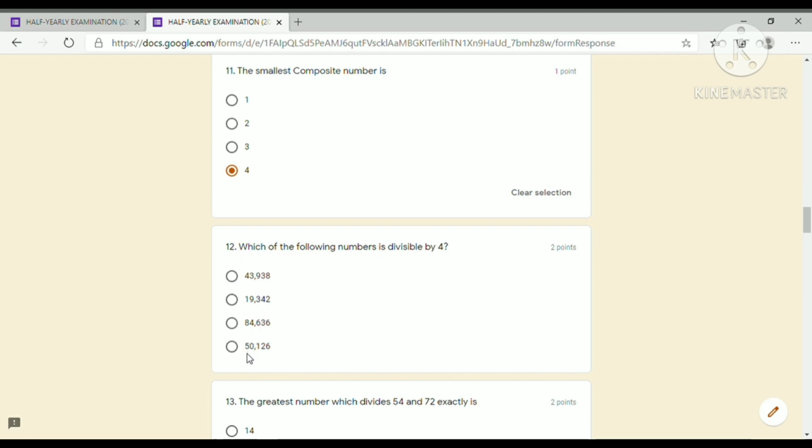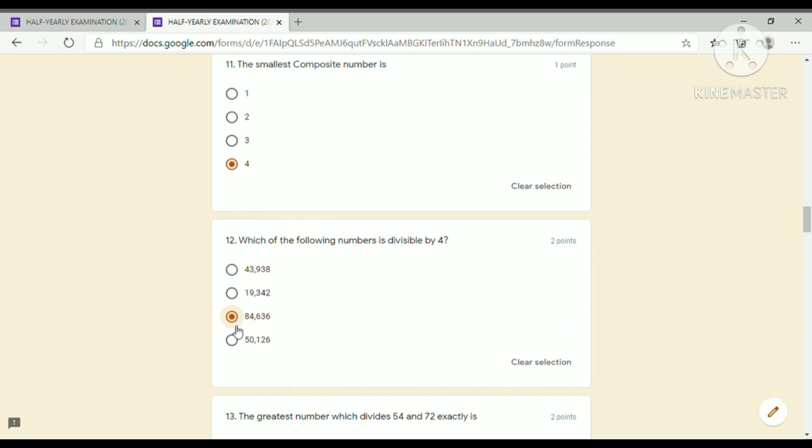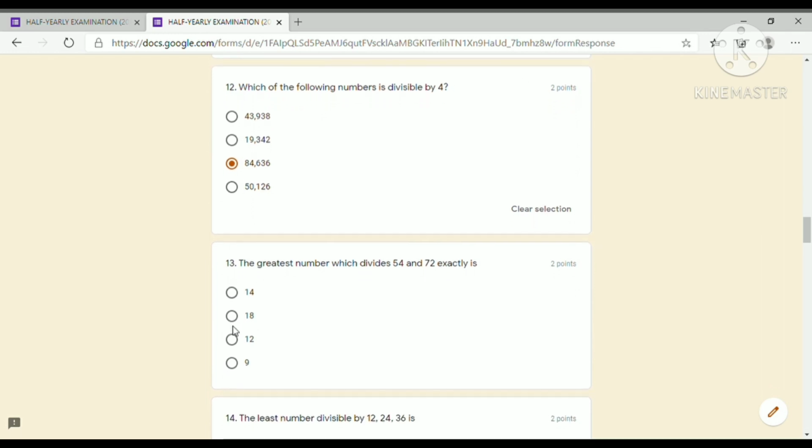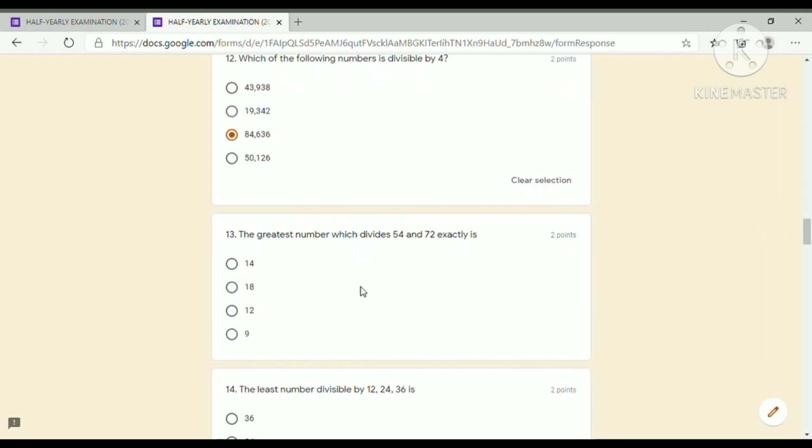Now check the number 50,126. The last two digits are 26, and 26 is not divisible by 4. So this number 50,126 is not divisible by 4. So here the correct answer is option C, that is 84,636.